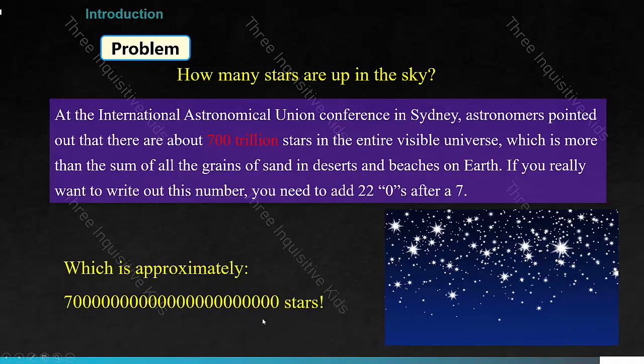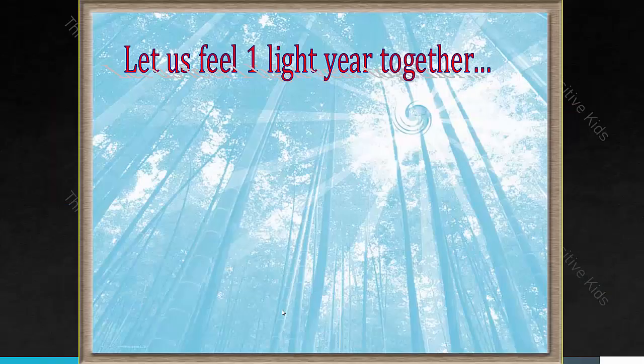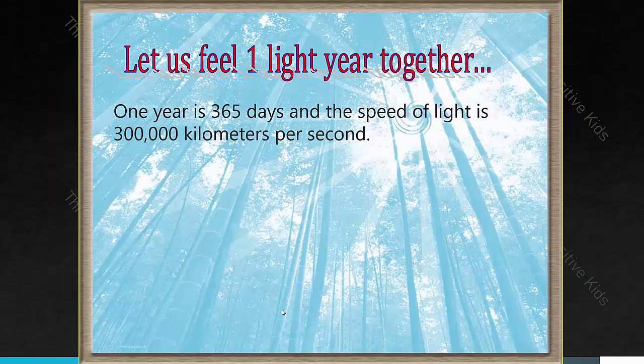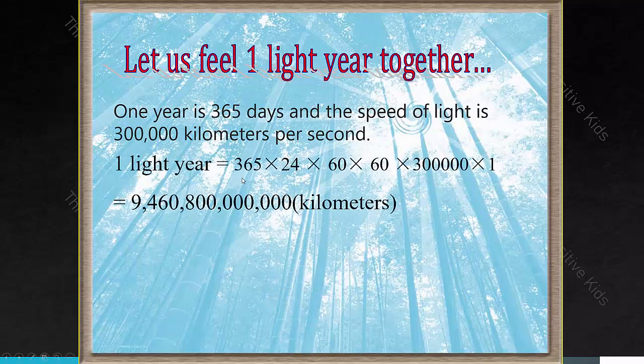Approximately this many stars. Let us feel 1 light year together. 1 year is 365 days, and the speed of light is 300,000 kilometers per second. And we know that 1 light year is equal to 365 times 24 times 60 times 60 times 300,000 kilometers.